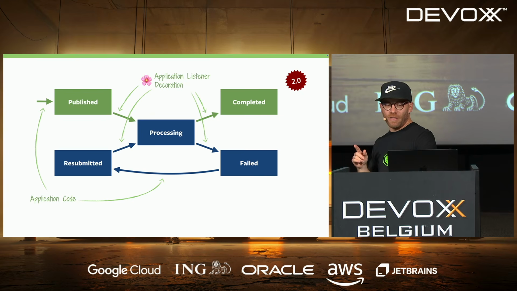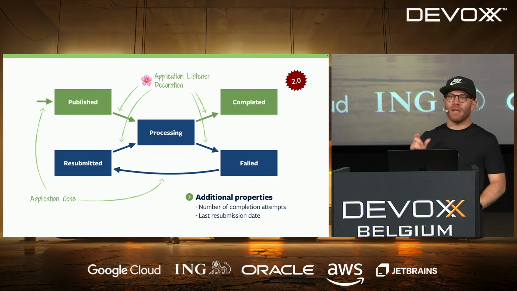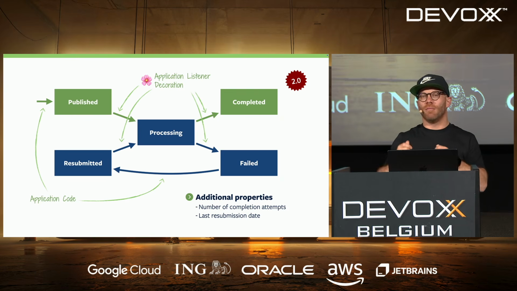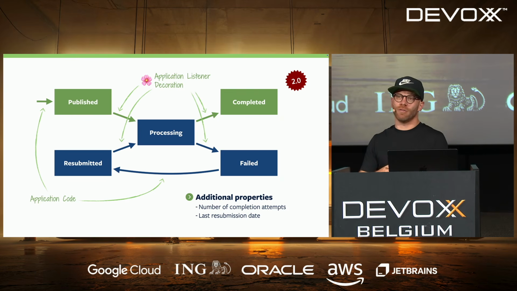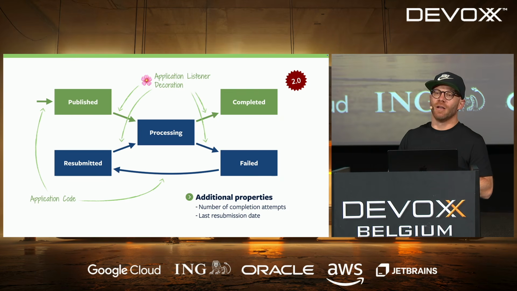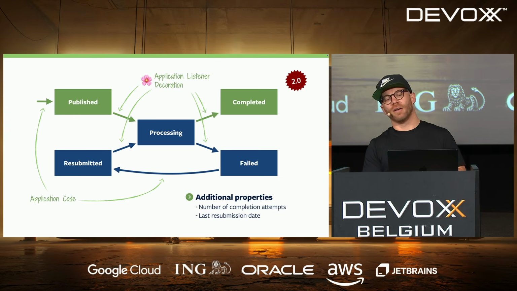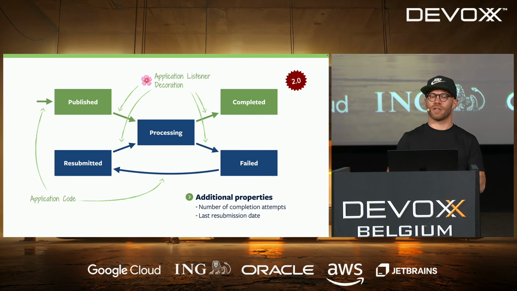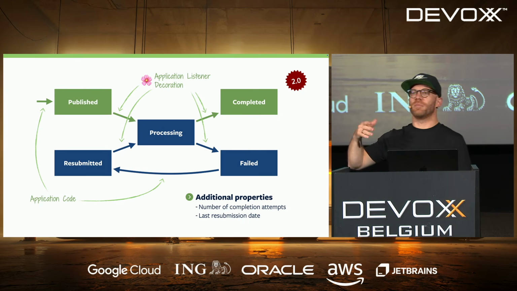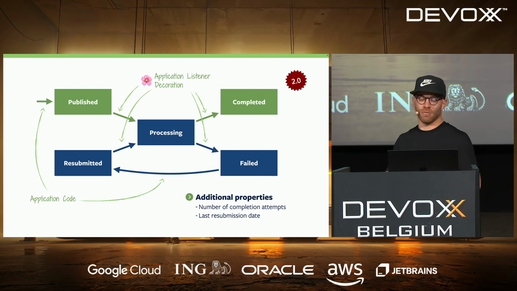And the final thing we did is that we added a couple more low-level properties that people have expressed interest in. So the number of completion attempts, right? If I have tried to resubmit an event 10 times and it still has failed, we can cause them to be skipped during resubmission. And also the last resubmission date, in a similar realm, right?